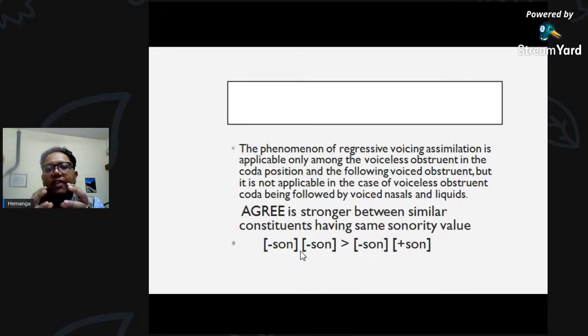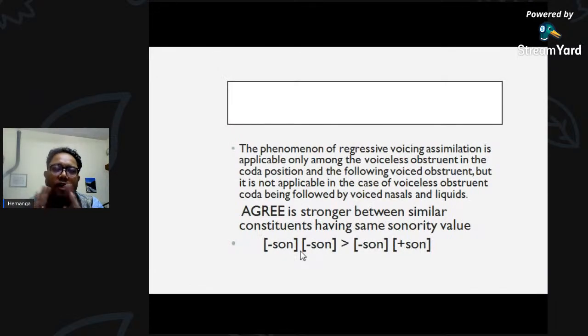So agree, that's the kind of agree. Agree means it has to agree with the place and manner of articulation. Agree is stronger between similar constituents having some sonority value. So here a new concept has been introduced, sonority. Sonority is a phonetic feature which rises from the margin to the nucleus and again it falls.